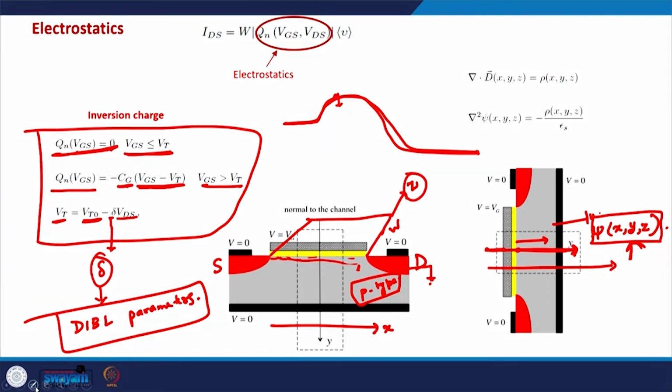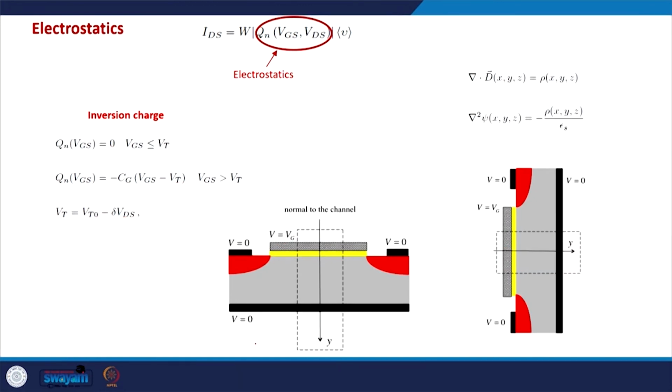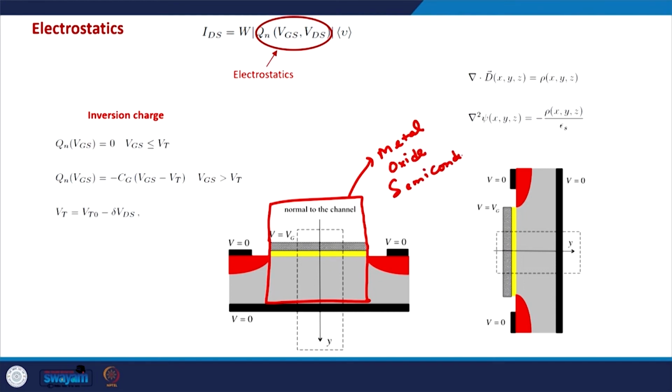Generally in MOSFET electrostatics, we first try to understand the electrostatics of the device without the source and the drain contacts, and this part of the device is known as the metal oxide semiconductor, MOS, device, because here we have a metallic gate, we have an oxide, and we have a semiconductor. In the conventional discussion of electrostatics, first the electrostatics without the source and the drain contacts is done, and then finally the effect of the source and the drain contacts is also understood.